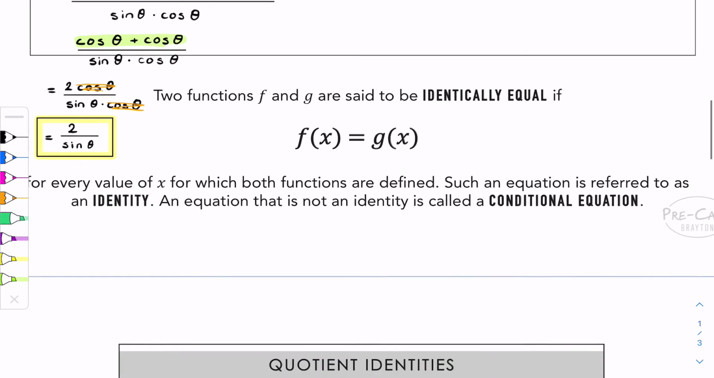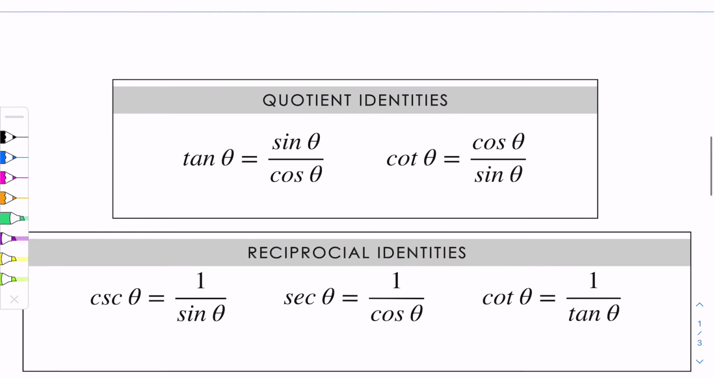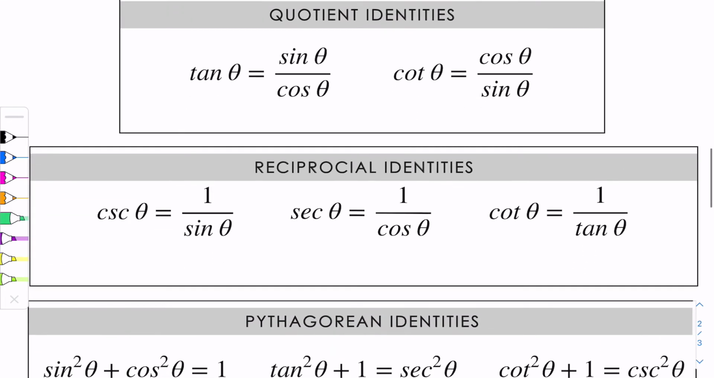But for today, we're going to briefly talk about the identities. They are a lot to learn, so we'll talk about what they are, we'll talk about how to work with them, and then next class we actually prove the identities. So there's three different categories of identities. We have the quotient identities, which are two identities you've already used this year. The first one being tangent is equal to sine over cosine.